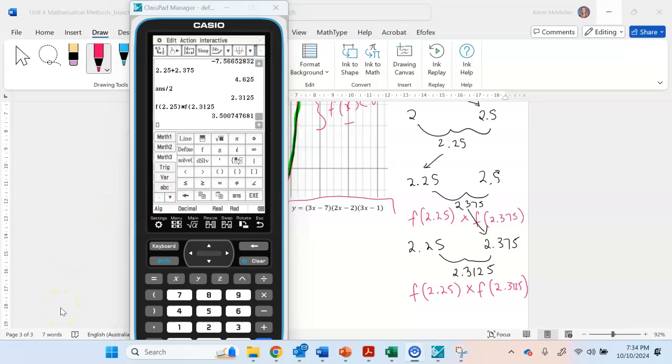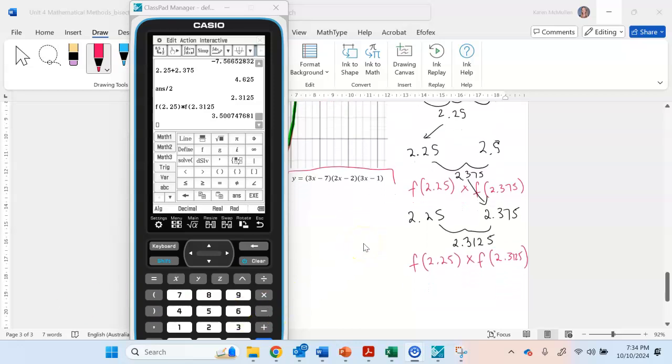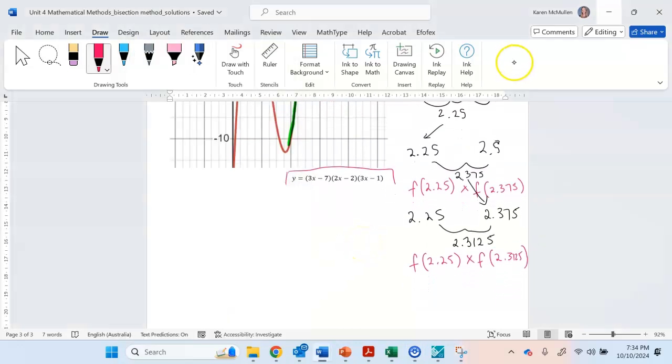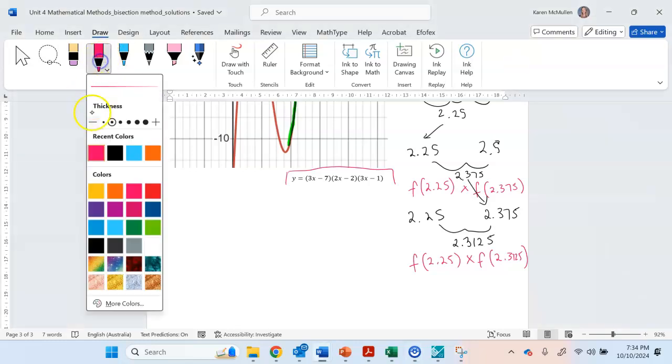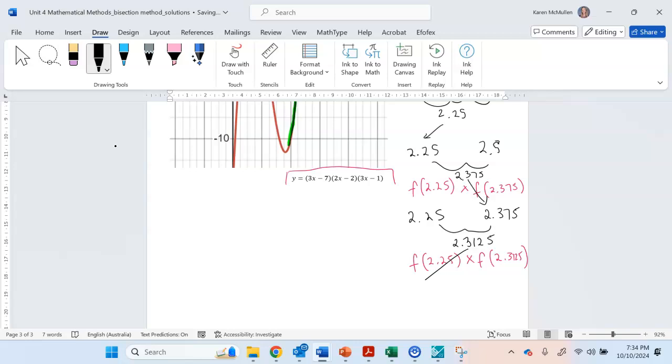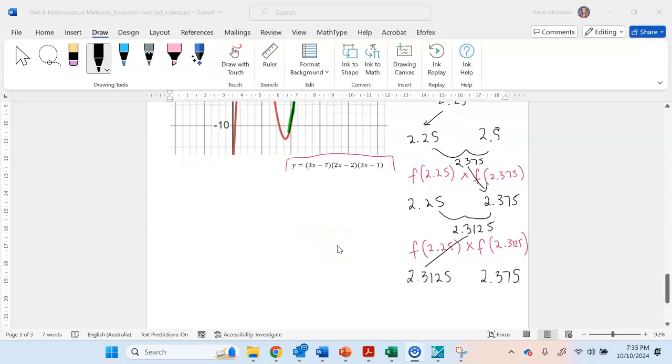So this time I got a positive answer. So what that tells me is that I'm going to take my midpoint and put it on my A side. So A is 2.3125, and then we're going to keep that B, 2.375. All right, and then we find the midpoint again, and we can keep going and going. But I'm just going to stop there because we'll be here forever.